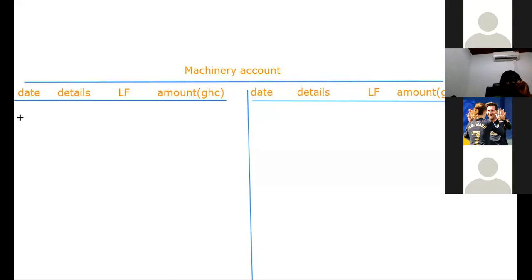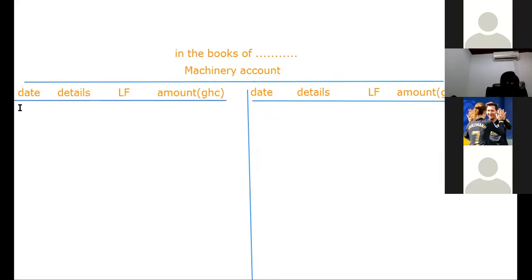Give me the details. Machine A, when was machine A acquired? 3rd January 2015. Please remember all accounting will have to be in the books of somebody. So in the books of the company. It's very important, in the books of.